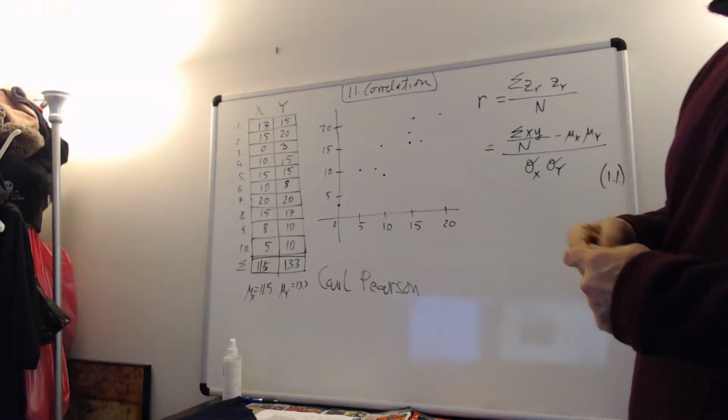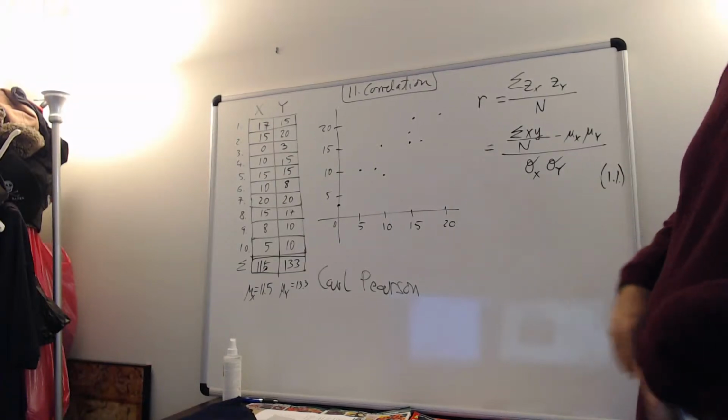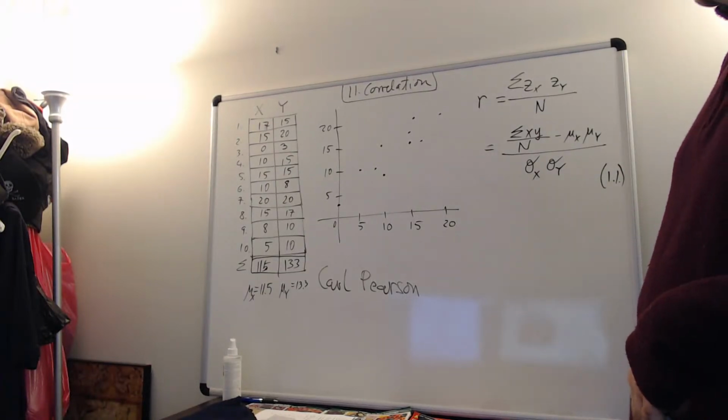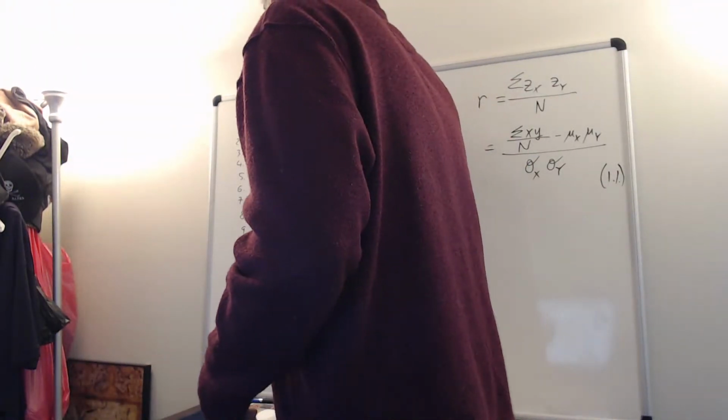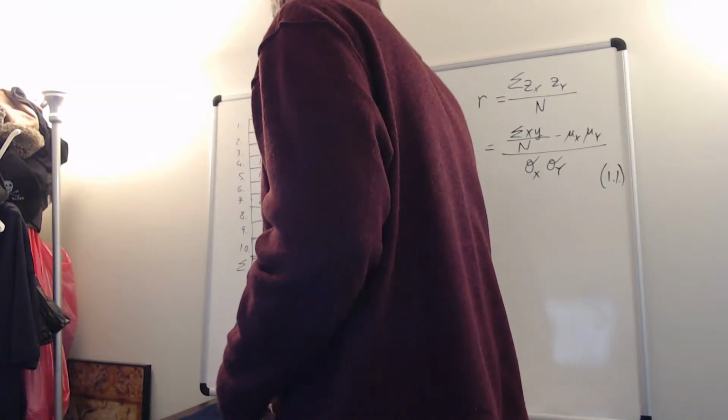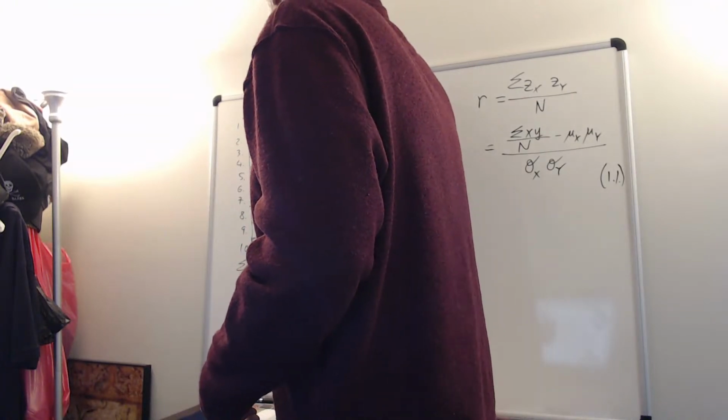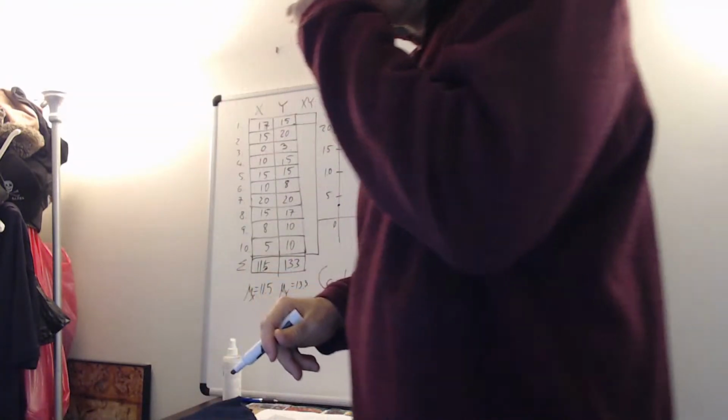So we're going to have two more formulas to calculate it. There are actually even more formulas. So what's in this formula? You have the summation of xy, which means that you actually have to make another part here. You're going to have to multiply x and y.